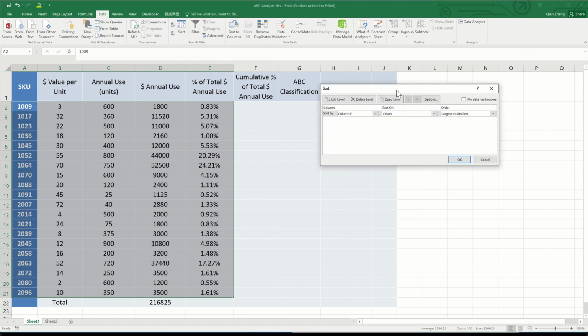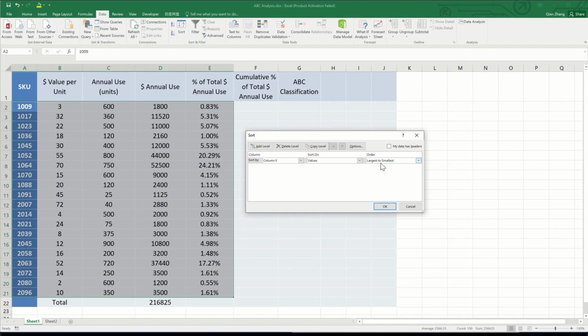Once you click Sort, you will see a new window here, and there are three choices you need to decide. The first one is the values you want to sort by, so what kind of rule you follow to rank things. Here we choose column E. Column E is what we use to rank all the SKUs. This is the percentage of total value. So we sort by column E, and we sort on values. We consider the numbers here, the values.